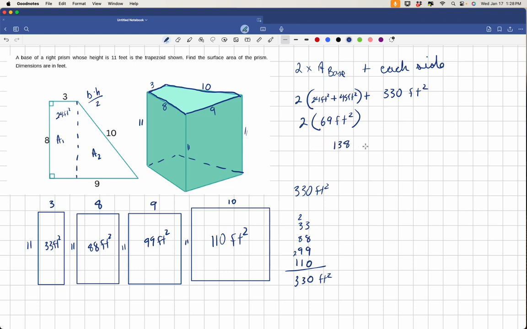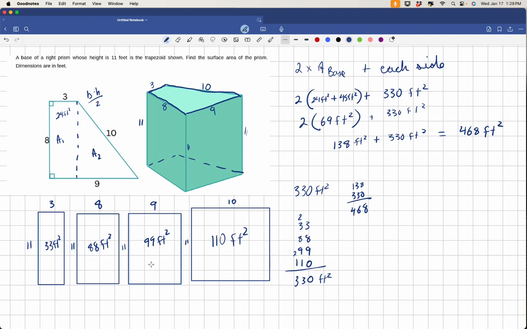Yeah, 138 feet squared plus... so we can add these two together. I'm going to do them on top of each other because that's just easier for my brain to see. So it'd be 8, that'd be 6. So that would be 468 feet squared.